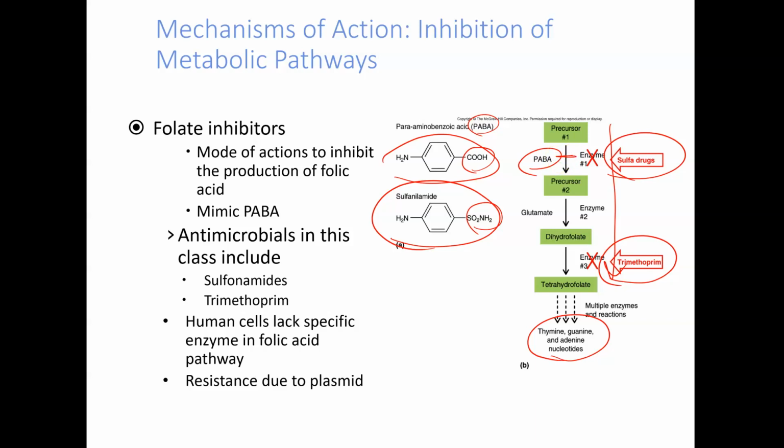So again, low toxicity to people because we don't care about this metabolic pathway because we don't have it anyway. But basically this prevents the ability of a bacteria to make nucleotides. And if it can't make nucleotides, it can't create new DNA to replicate.